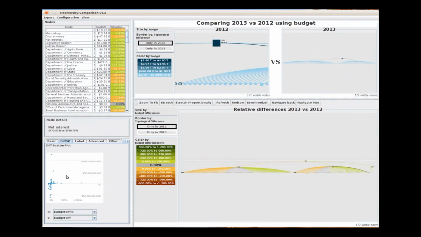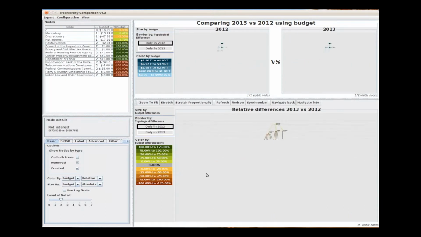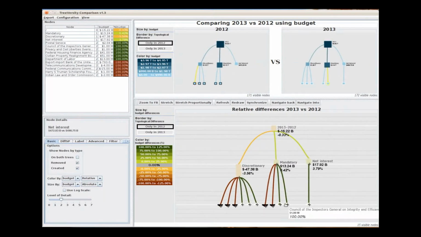We can also select to see only the created or removed nodes in the overall budget. And then we get to see that even in the mandatory part, there are some elements that are going to be created and some that are going to be removed.